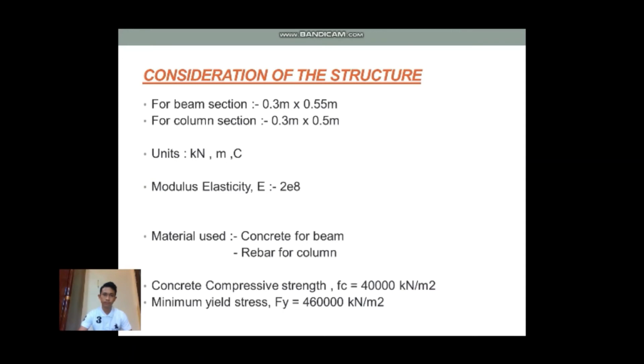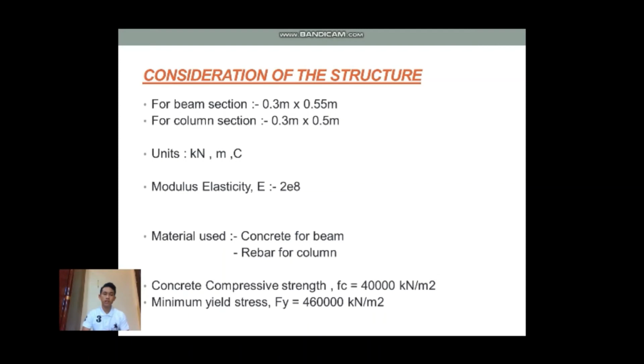So let's go. This is our consideration of the structure. For the beam section, we use 0.3 meter times 0.55 meter, where 0.3 is for the horizontal and 0.55 is for the vertical, and the same goes for the column section, but for the vertical we use 0.5 meter. And the units we use are kilonewton, meter, and Celsius.